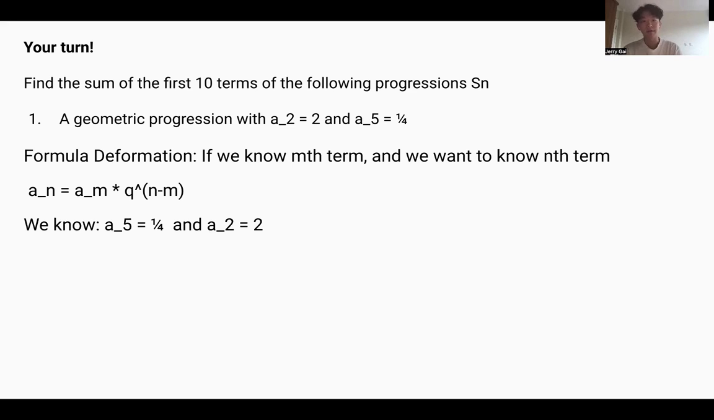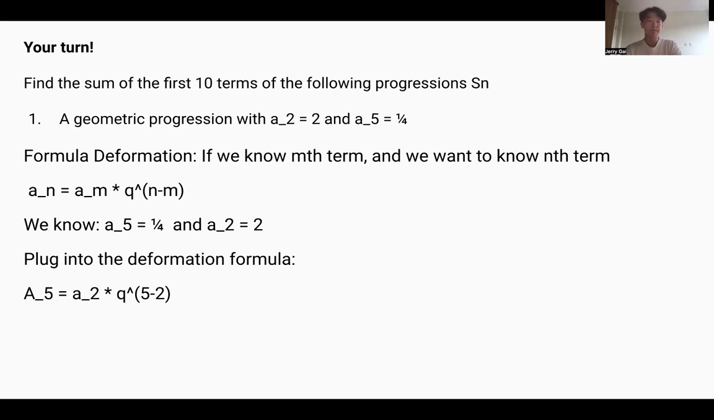So we know a5 and we know a2. In this case, we are not using the formula to calculate an, but we are using it to calculate q. So we plug a5 and a2 into the equation, and we get a5 is equal to a2 multiplied by q to the power 3. Then you can solve for q.